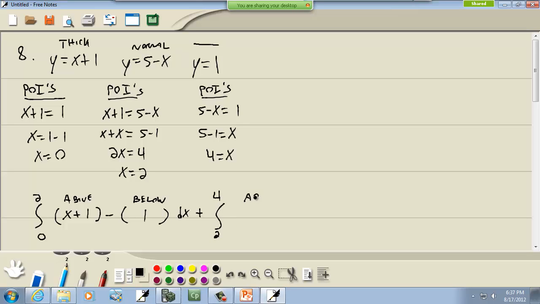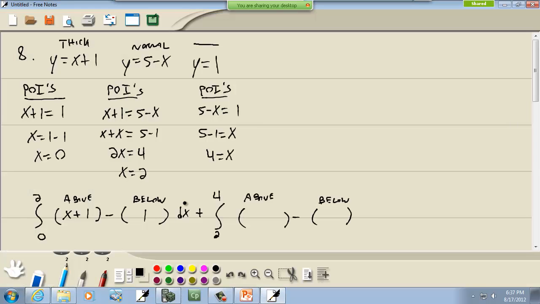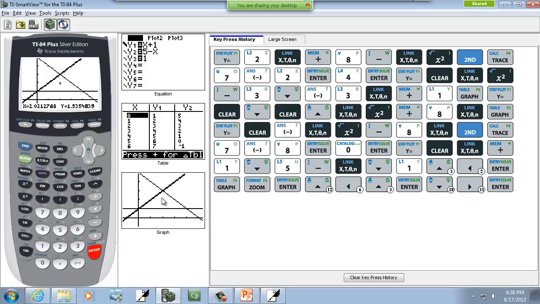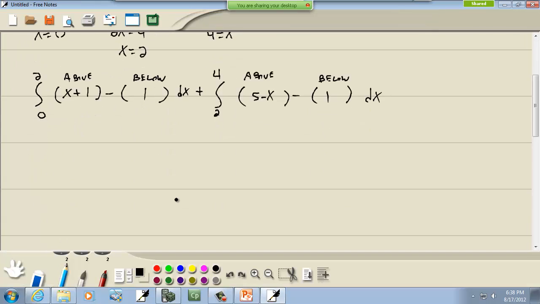And then we're going from 2 to 4. And again, we want our above, and we want our below. Well, from 2 to 4, this is our one that's above, which is the normal line. So we got 5 minus x, and then that's 1 again, dx. This actually is symmetric. We found that out in class. So you could just find from 0 to 2 and then multiply your answer by 2. But let's go ahead and continue with this.